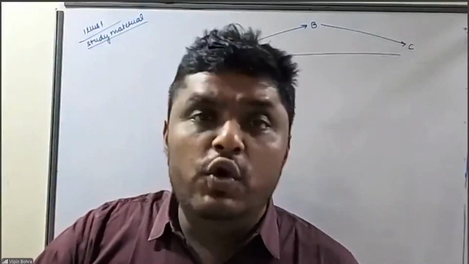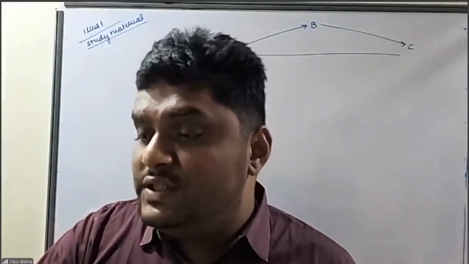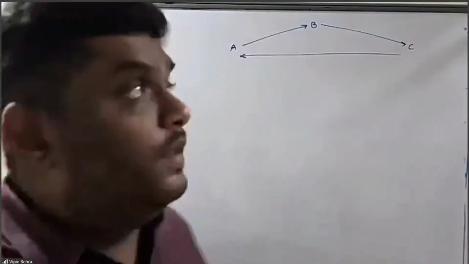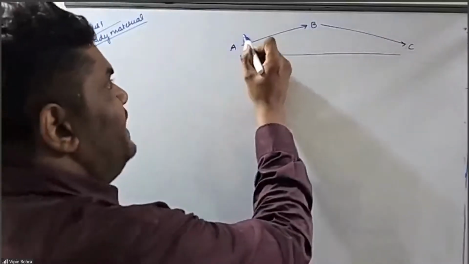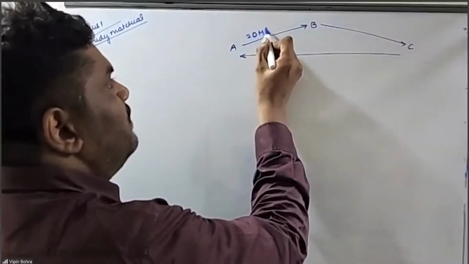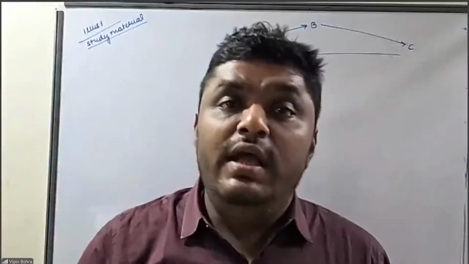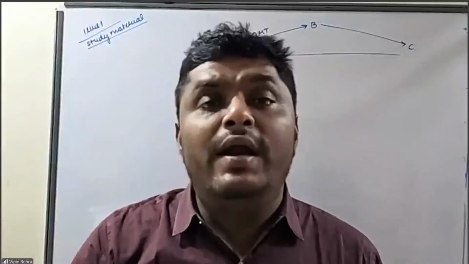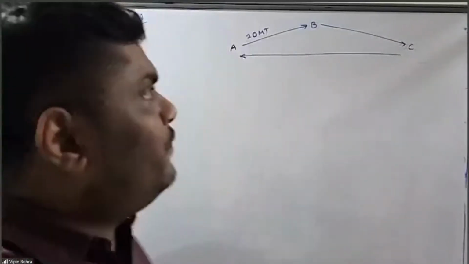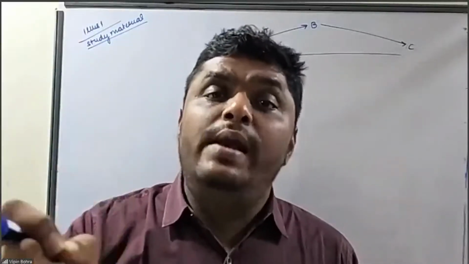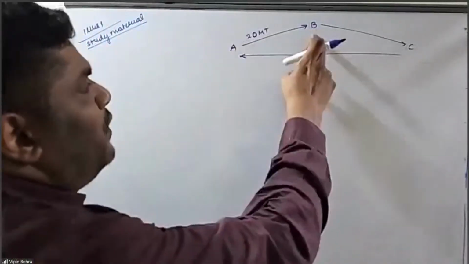Now, how many goods were loaded at station A? It is 20 metric tons. So A was carrying 20 metric tons to B, and at station B, 8 metric tons were unloaded. So the balance 12 metric tons were transported from B to C.